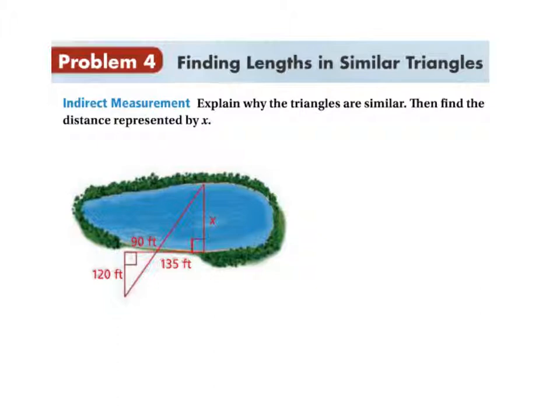Then find the distance represented by x. Okay, let's see what we've got. I think why the triangles would be similar: you have this right angle and this right angle, so that's one set of congruent angles. And then you have vertical angles, so that'd be another set. So I think they're going to be similar because of angle-angle similarity. That's usually pretty easy to show. And then the second part is figure out what x is.